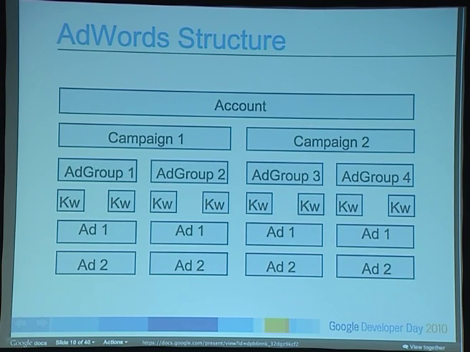So at the end of the presentation, if the internet is working, I think today the internet has been good, I'll show a little bit of how to do this in coding. So as I said, the structure is accounts, campaigns, ad groups, and the ad groups are divided into keywords and ads.